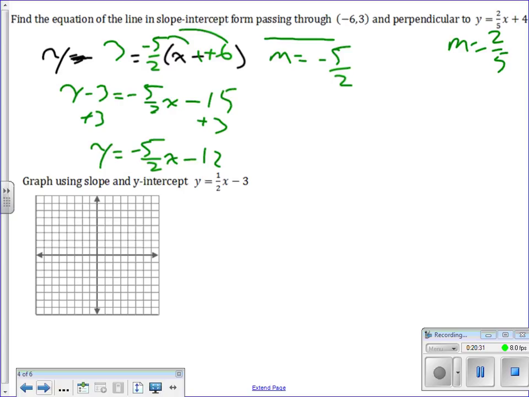Questions before we do the next one? Can you scroll up for a moment? Scroll up. Do that other problem. We'll come back to it.